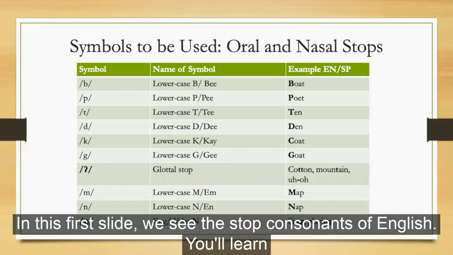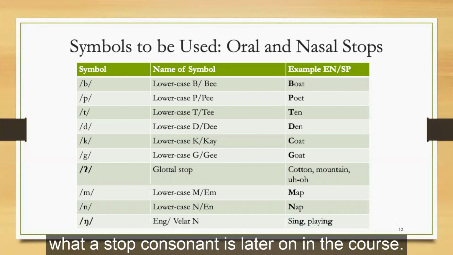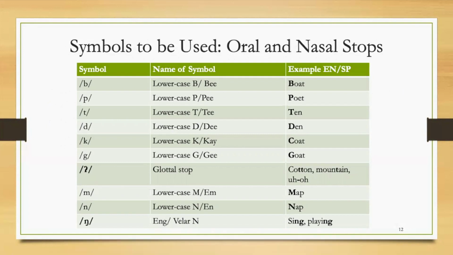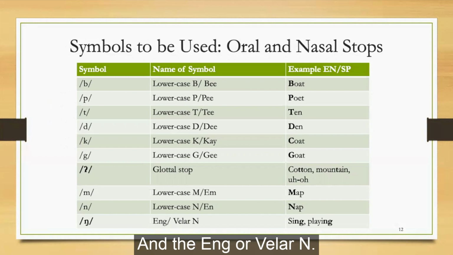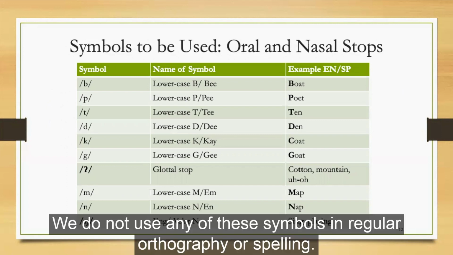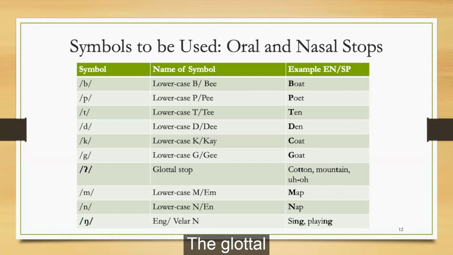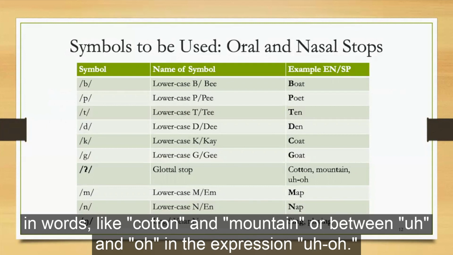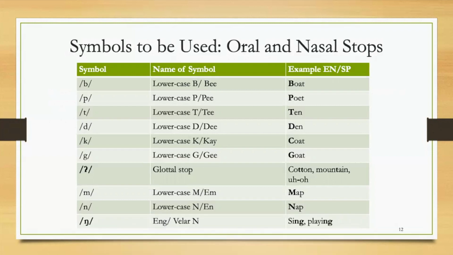In this first slide, we see the stop consonants of English. You'll learn what a stop consonant is later on in the course. Let me call your attention to the glottal stop and the eng or velar N. We do not use any of these symbols in regular orthography or spelling. The glottal stop is the sound that we produce when we pronounce the consonant T in words like cotton and mountain, or between the uh and the oh in the expression uh-oh.